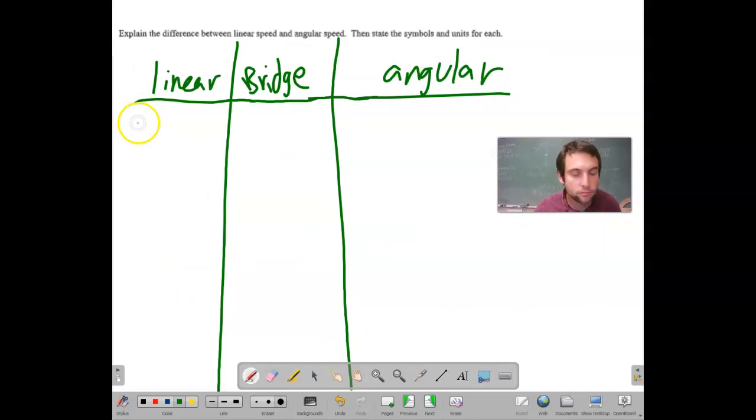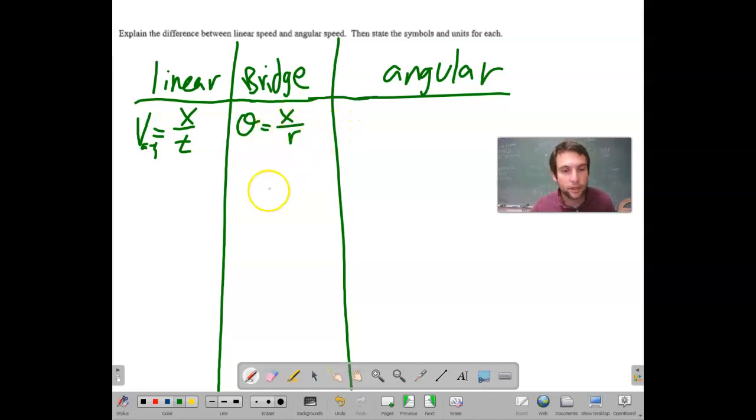To summarize, if I took my linear average velocity, which equals my displacement over time, and I wanted to turn it into an angular thing, I can do that. I now know what angular velocity is, and I know what angular displacement is. But first I need a bridge to get me there. So that bridge equation is theta equals x or s over r. My omega is going to be linear velocity over r.